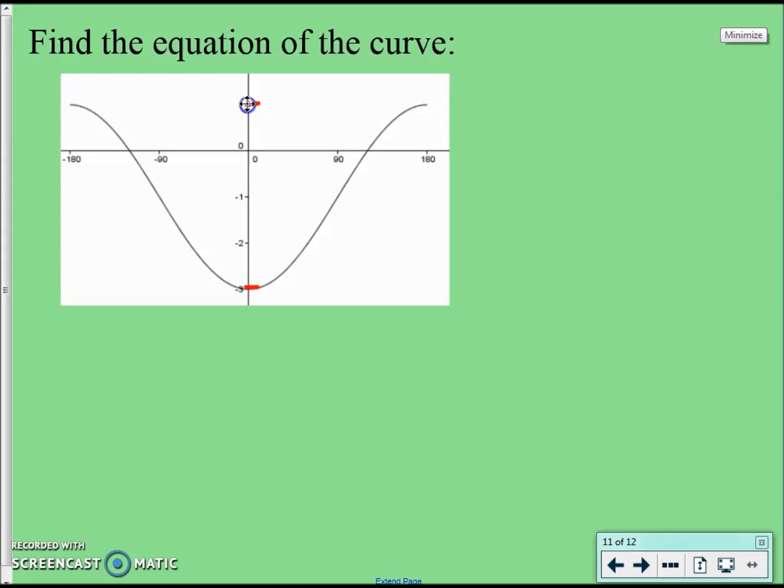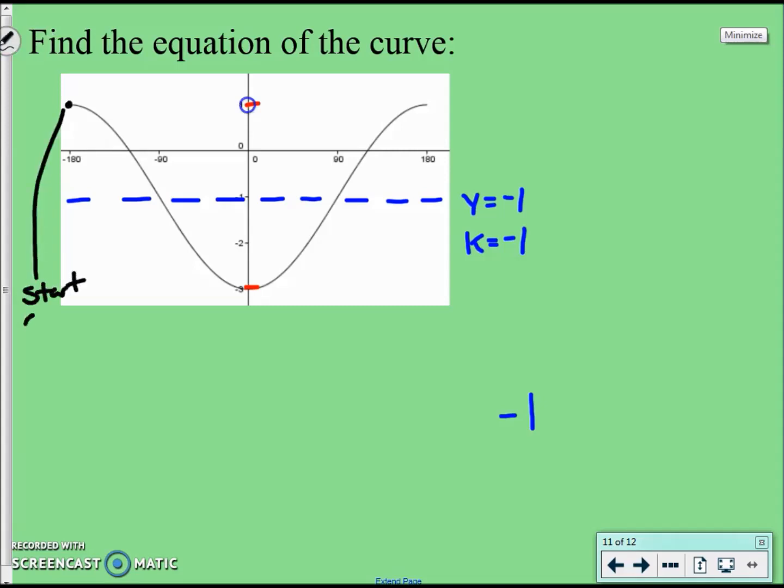We divide that by 2 to determine where our midline is. So again, our midline here is at y equals negative 1. That means k is equal to negative 1, and therefore I can start off with my k value as negative 1. Notice I start above the midline. Since I start above the midline, I know that this is a cosine function, and I also know, as a result, that my amplitude is greater than 0.